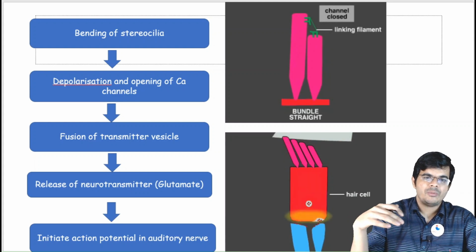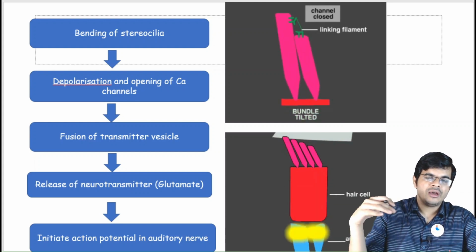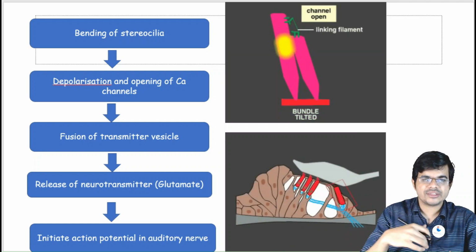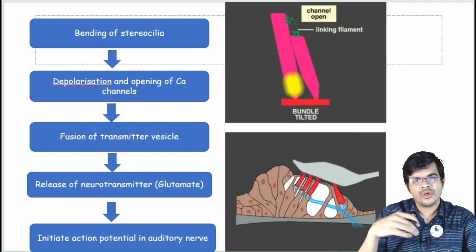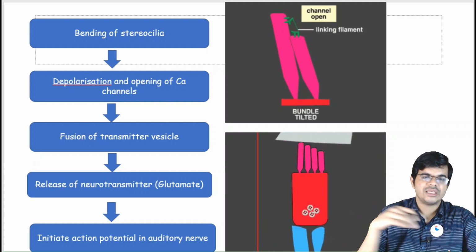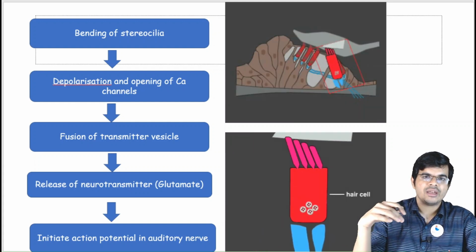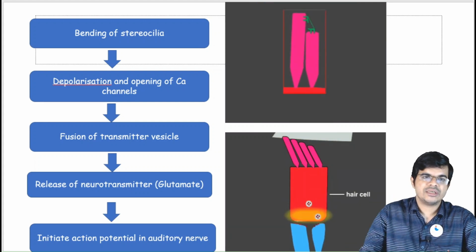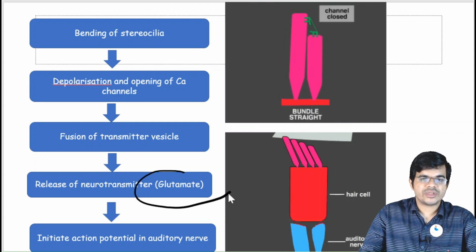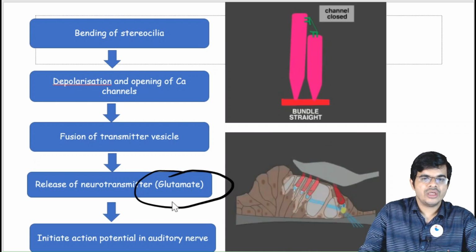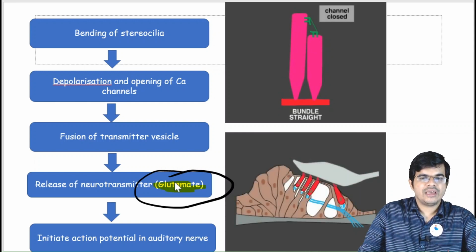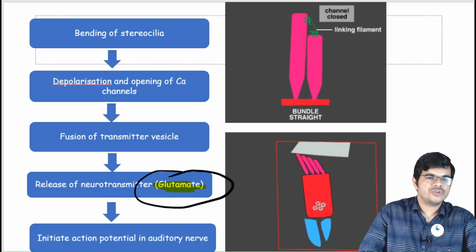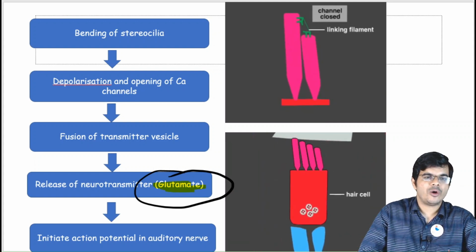Okay, because of the opening of the stretch sensitive potassium channels, potassium enters, and because of the entry of the potassium, potassium sensitive calcium channels open, and because of that the neurotransmitters are released. What is this neurotransmitter? Glutamate is the neurotransmitter that is released, and it initiates action potential in the auditory nerve. Okay, so this is how transduction occurs.